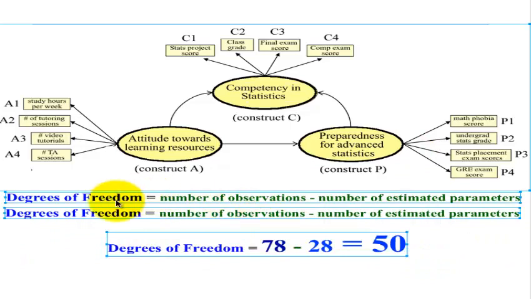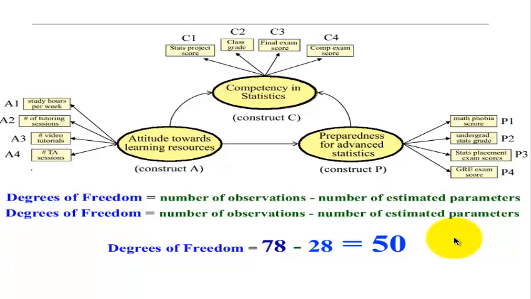So to find the degrees of freedom, we take the number of observations, which is 78, minus the number of estimated parameters, which is 28. So we have 50 degrees of freedom, which is good, which means this model is over-identified, and therefore you can use Amos to investigate your structural equation modeling. Over-identified.